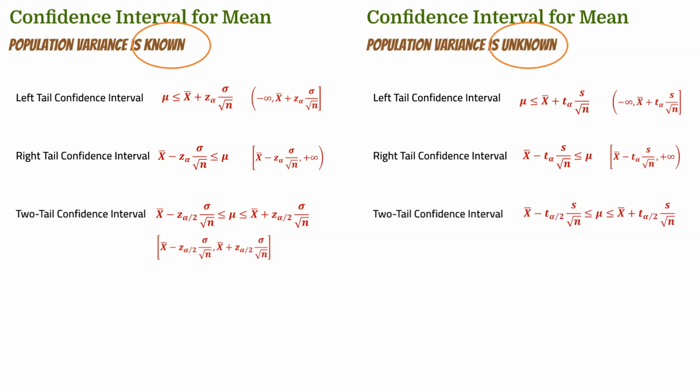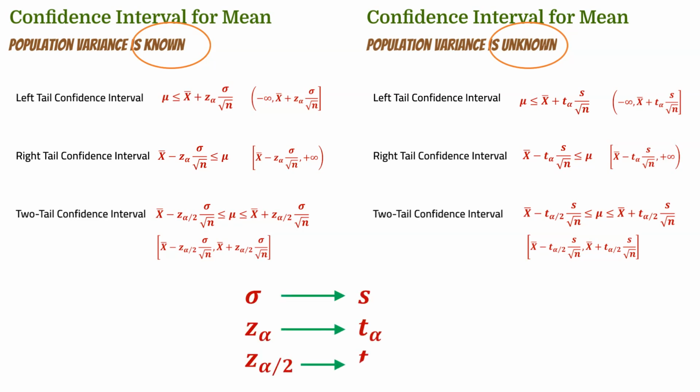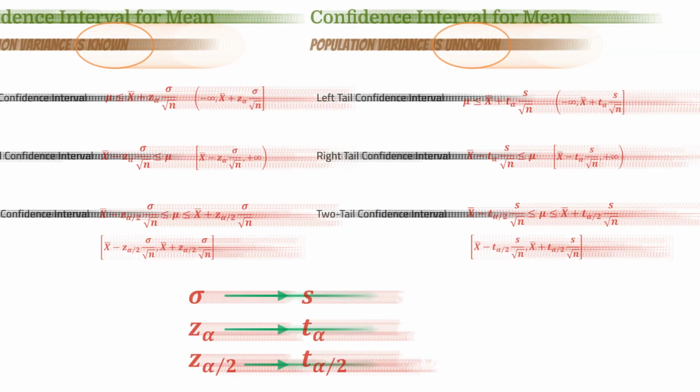For the two-tail case, we see the same thing. Lower bound x bar minus t alpha divided by 2 s over square root of n, and upper bound x bar plus t alpha divided by 2 s over square root of n. So sigma is changed to s, z alpha to t alpha, z alpha divided by 2 to t alpha divided by 2. And beware that in the two-tail case, we use z alpha divided by 2 and t alpha divided by 2.